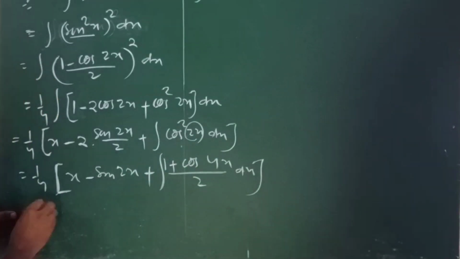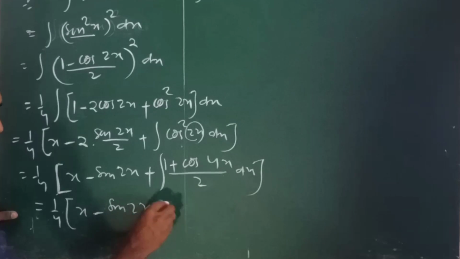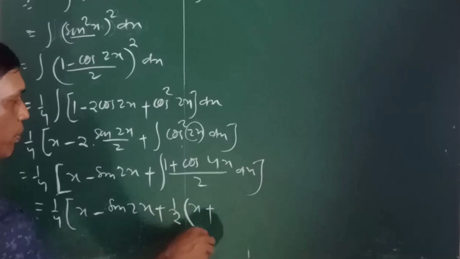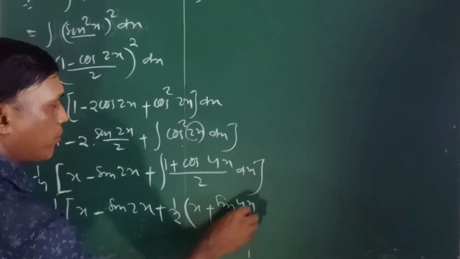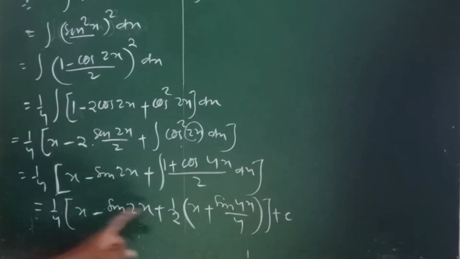So solving this, I find 1 by 4 into x minus sin 2x, then take common 1 by 2, integration of 1 is x plus integration of cos x is sin 4x by 4 plus c. So you can solve this, so you can simplify this to get the answer.